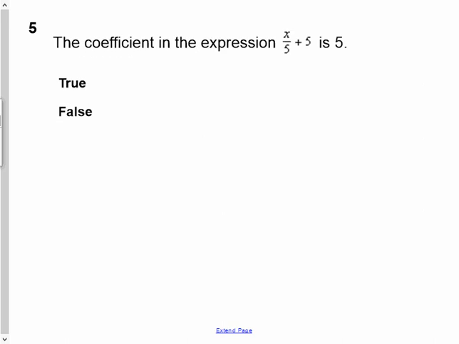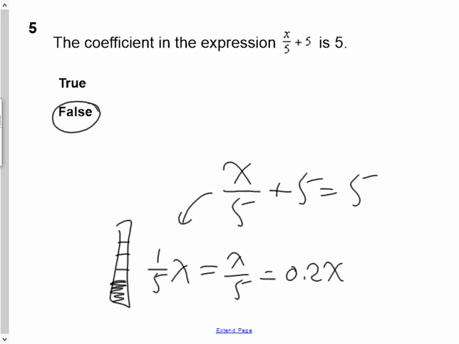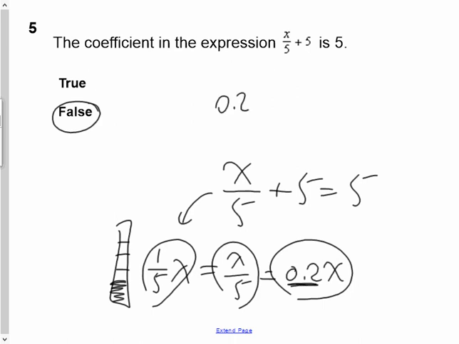And your last question in the true-false is: the coefficient of the expression x divided by 5, or x over 5, plus 5 equals 5. The answer for this is false. The coefficient is not 5, and here's why. If I was to draw it, there's your x tile, and there would be a fifth of x. Or if we think of a fifth as a decimal, it's actually 20% of an x, or 2/10 of an x. These three things are always the same thing, which means the coefficient is not 5, but rather 0.2, or a fifth.